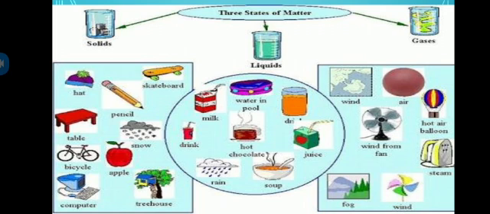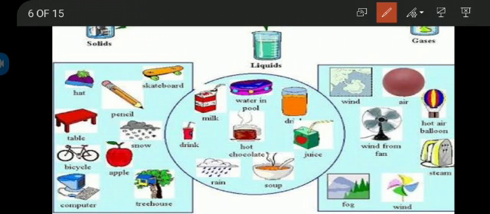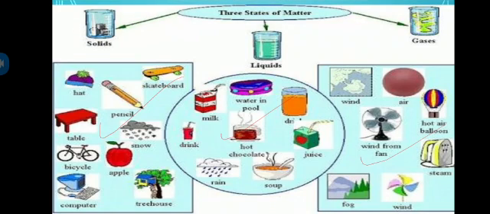Okay, so these are some examples of solid, liquid and gases. Solids are hat, pencils, skateboard, table, snow, bicycle, apple, computer, tree, house. Examples of liquids are water in pool, juice, soup, hot chocolate, milk, drink, rain. Examples of gases are wind, air, hot air balloon, wind from fans, steam, fog. Okay, so these are all the examples of solid, liquid and gases.